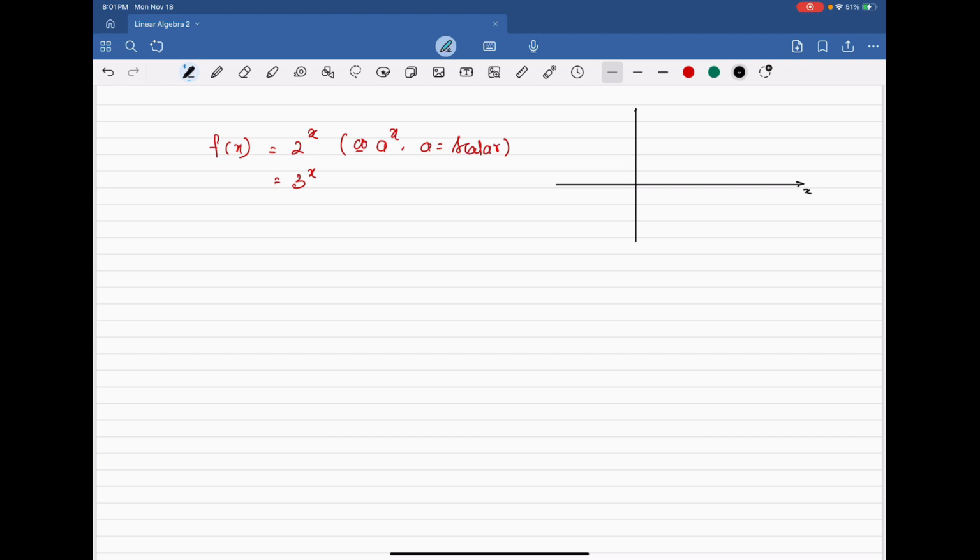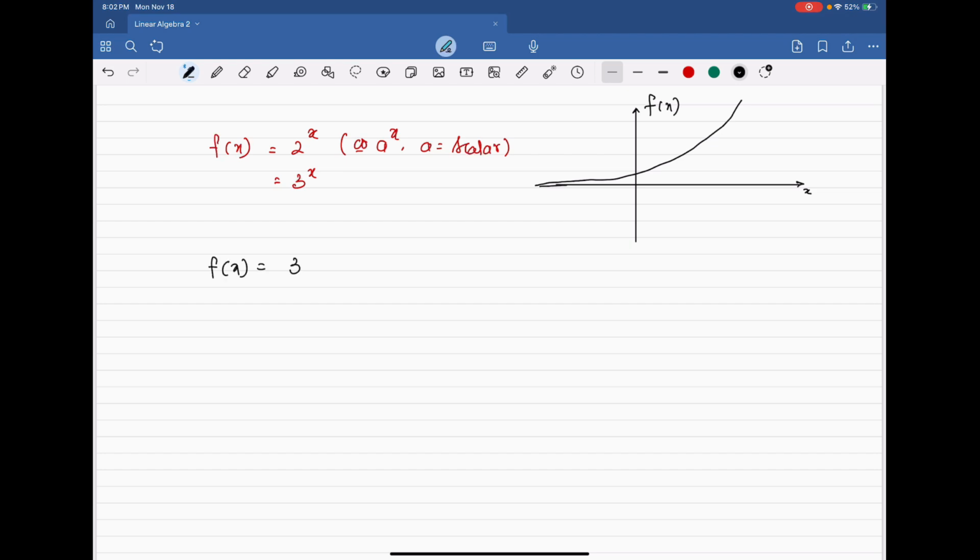This is x, this is function x. For negative values of x, as the negative value increases, the value of function x decreases. That means function x will be decreasing like this. This is the 3 to the power of x function. Now let us take another function.